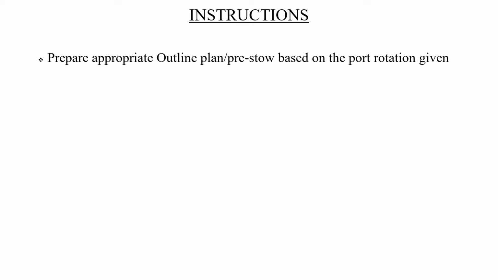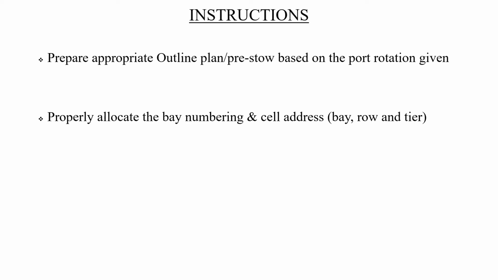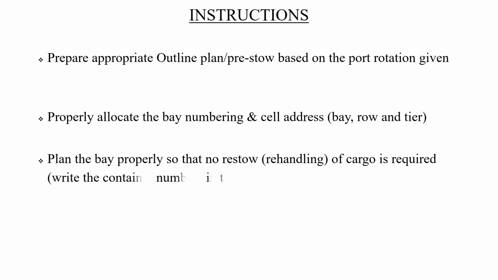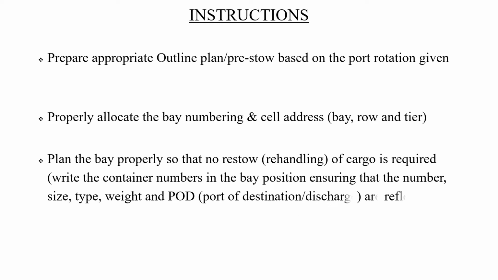The instructions we are given are to prepare an appropriate outline plan or pre-stow based on the port rotation that we are given. We are also to properly allocate bay numbering and cell address, that is bay, row, tier, on the bay plan for each and every container position. We are now to plan the bay properly so that no restow or rehandling of cargo is required. And on the bay plan, we are going to write the container numbers in the bay position, ensuring that the number, size, type, weight, and port of destination or discharge are reflected.